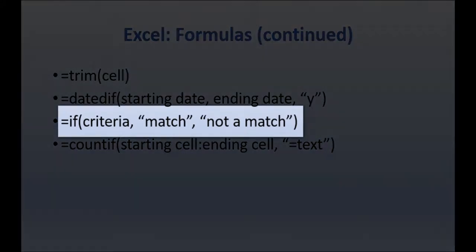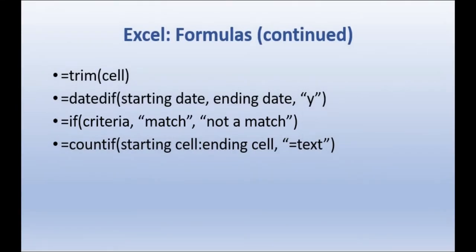We learned about an if statement, and this populates a column with the text that you want if the criteria in the other column is true or false, essentially. So you have equal if, whatever criteria you want, then what to write if it is true, comma, if not, then write not true.